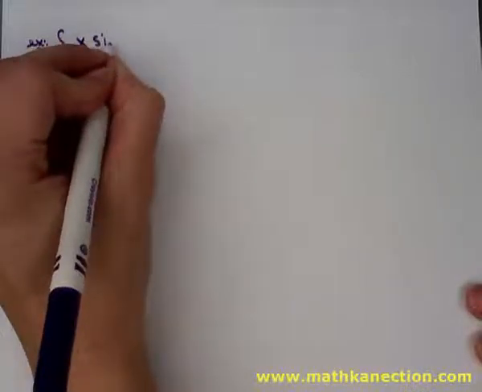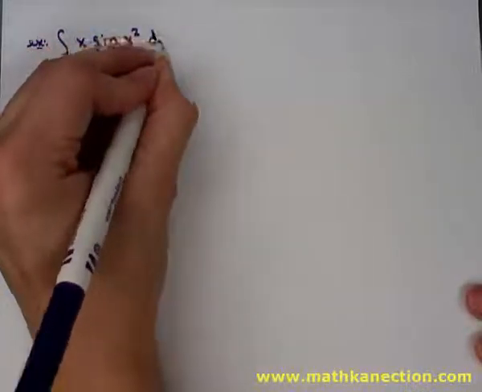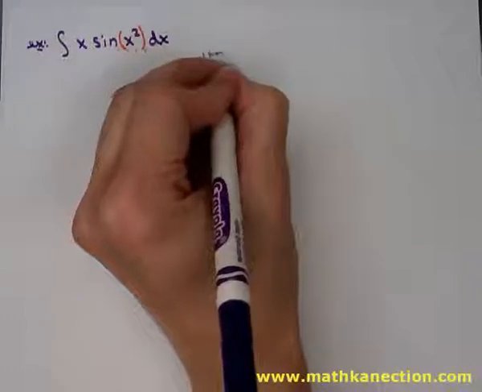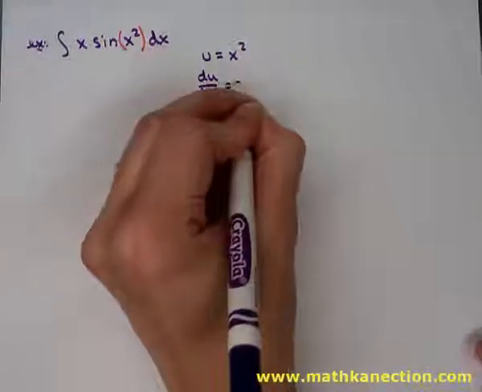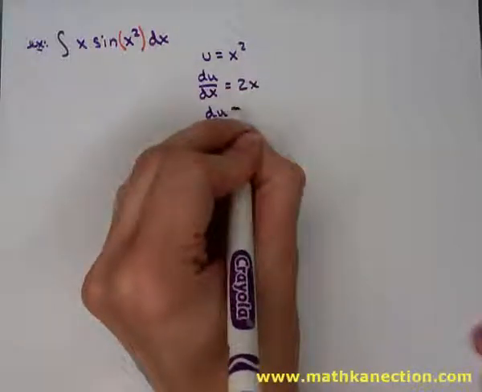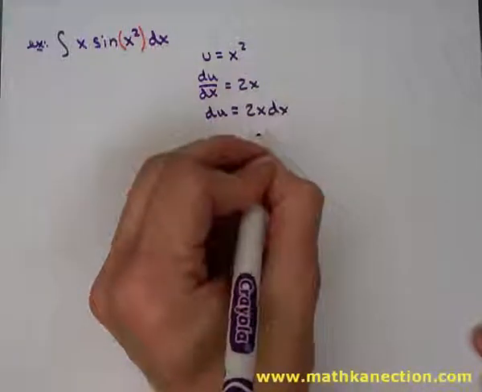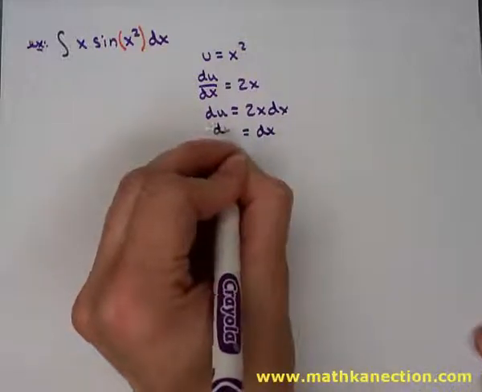Next example, we're looking at the integral of x sine of x squared dx. The x squared is on the inside, so we're going to let u equal x squared. The derivative of u with respect to x is 2x. So then du is equal to 2x dx, and dx is equal to du over 2x.